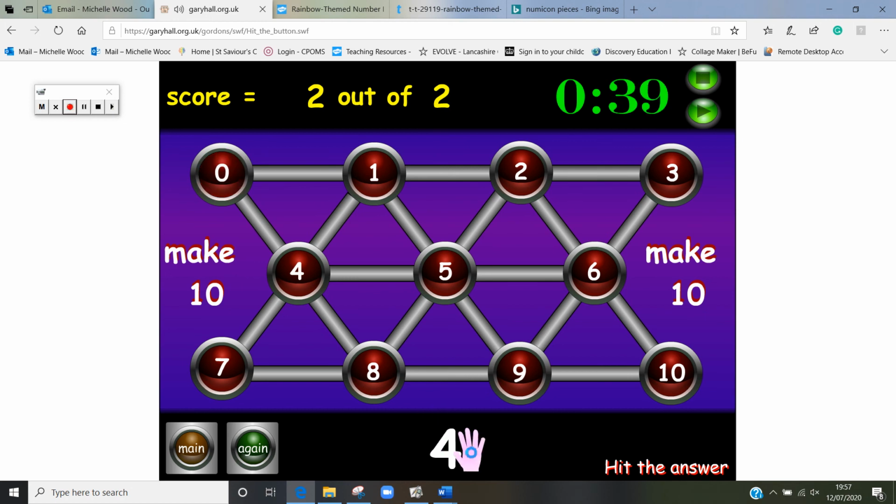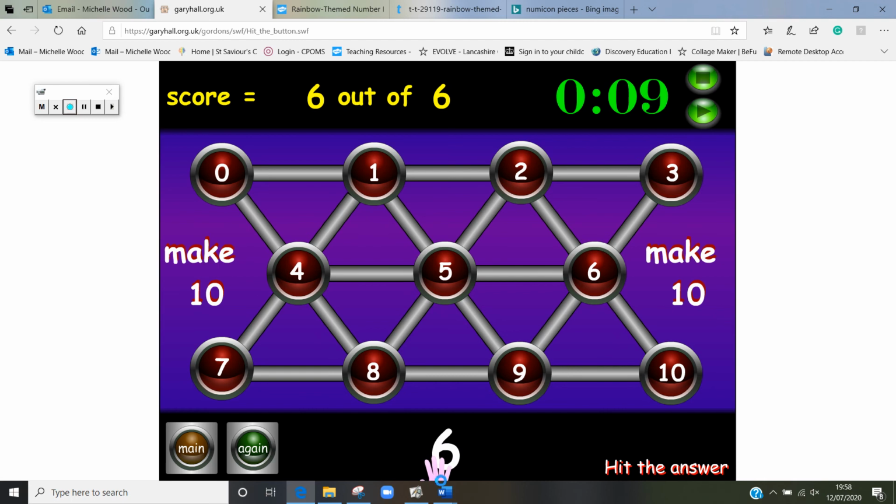Okay, what do I add to 4 to make 10? If you said 6, you're absolutely right. What do I add to 10 to make 10? It's 0. What do I add to 7 to make 10? So 7, 8, 9, 10, it's 3. Well done, excellent. Okay, what do I add to 5? So 5 adds something equals 10, and it's 5. Yeah, well done, excellent. Well done if you're keeping up.